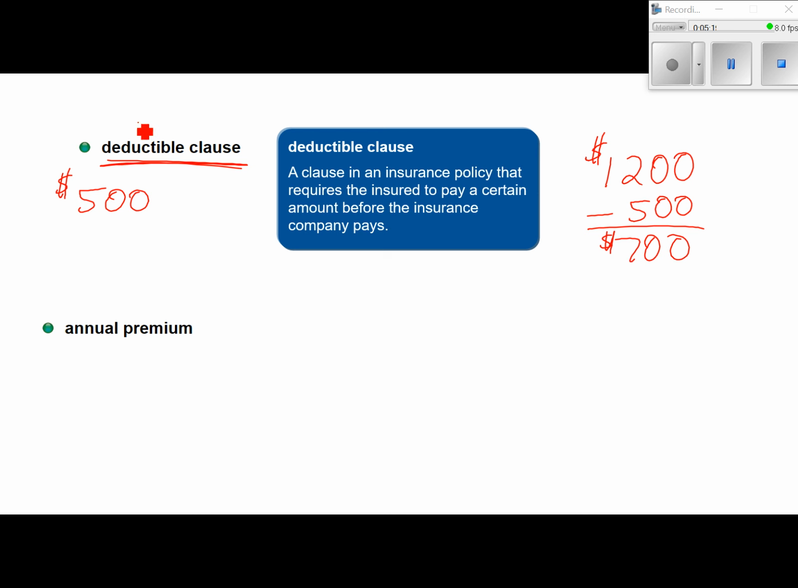A lot of times you'll have a deductible clause on your insurance because it will make your insurance cheaper. A lot of times $500, and nowadays $500 isn't even a whole lot. Most deductibles now are $1,000 or $2,000 or $3,000 or something like that, depending on what it's for.